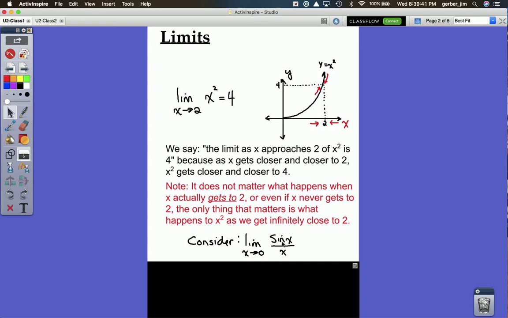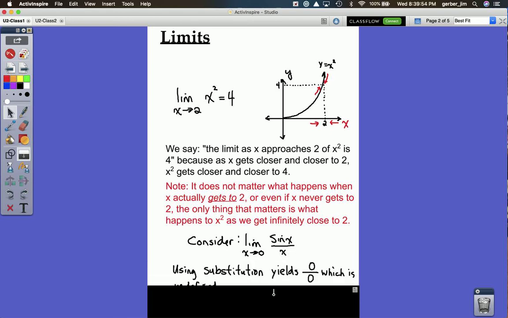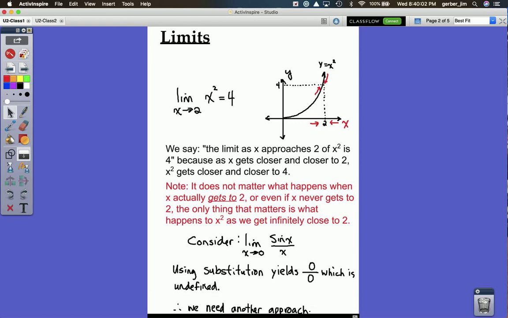If we substitute the 0 in, you remember from the library of basic functions that you memorized for me the other day, that the sine of 0 is 0. And as x goes to 0, x is 0. And so when we substitute in here, we're going to get 0 over 0, which is undefined. And since 0 over 0 is undefined, we don't know what this limit is. And so we need another approach.